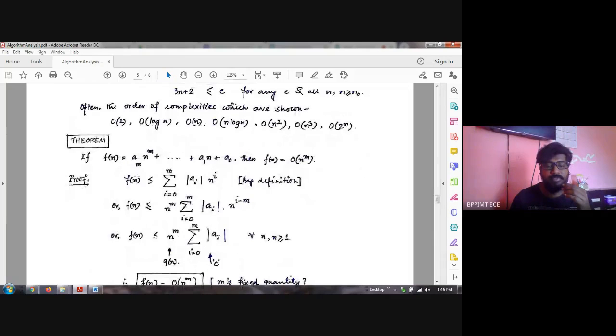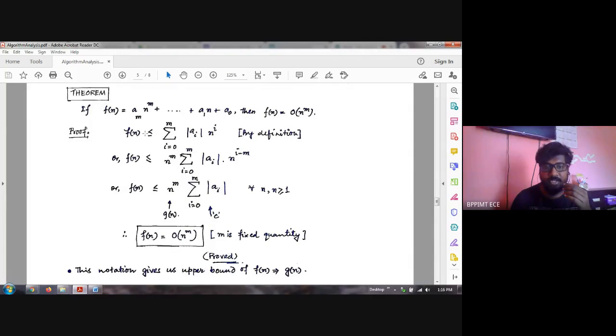Now coming to a theorem. It's a very popular, very powerful and useful theorem. I normally call it the polynomial theorem. If any time complexity function is in the form of a polynomial of degree m, let's say f(n) equal to a_m n to the power m plus ... plus a_1 n plus a_0, then f(n) will be Big-O of n to the power m, the term corresponding to the highest degree of the polynomial. The theorem is provable, so let's see the proof.